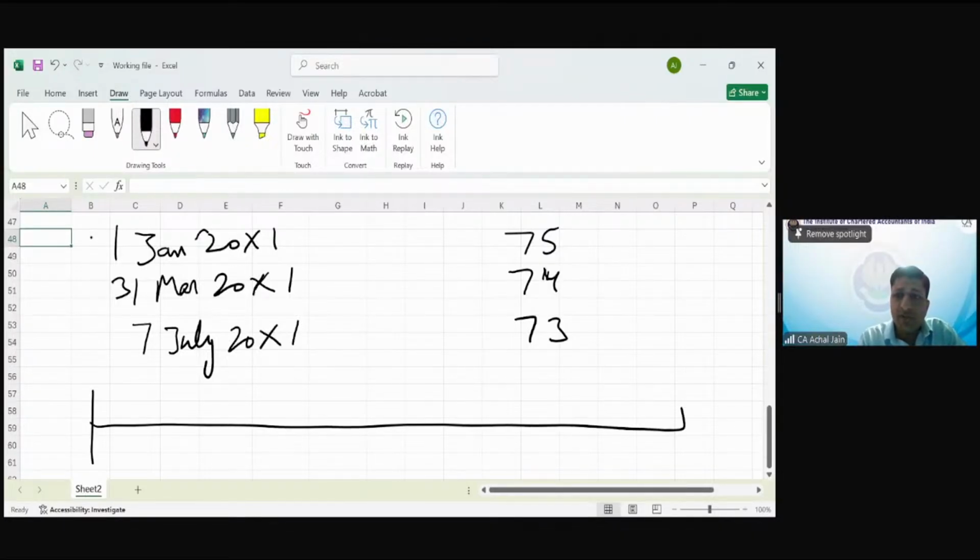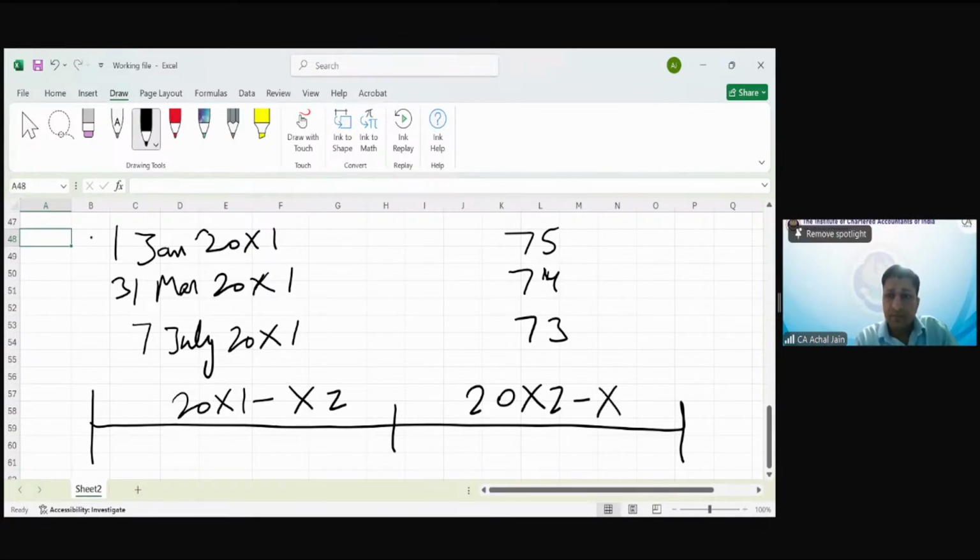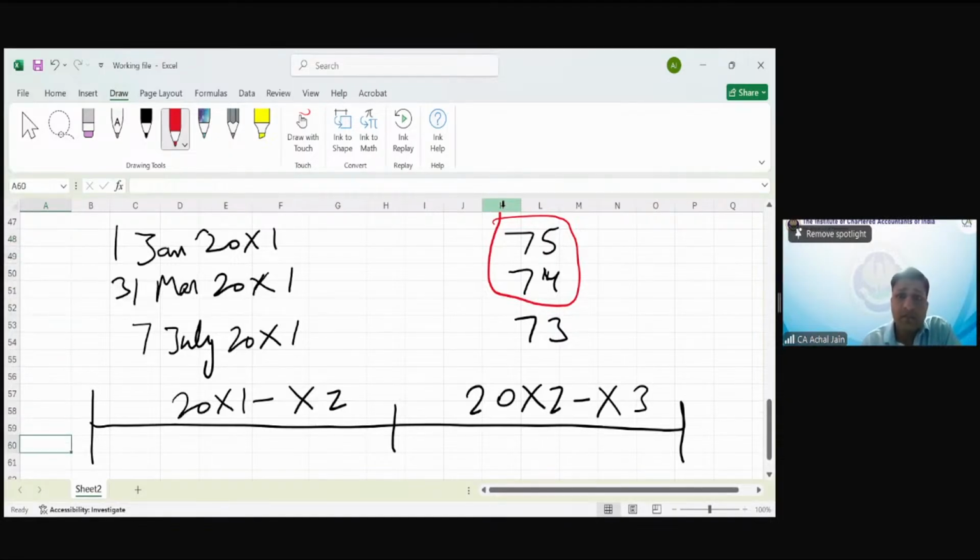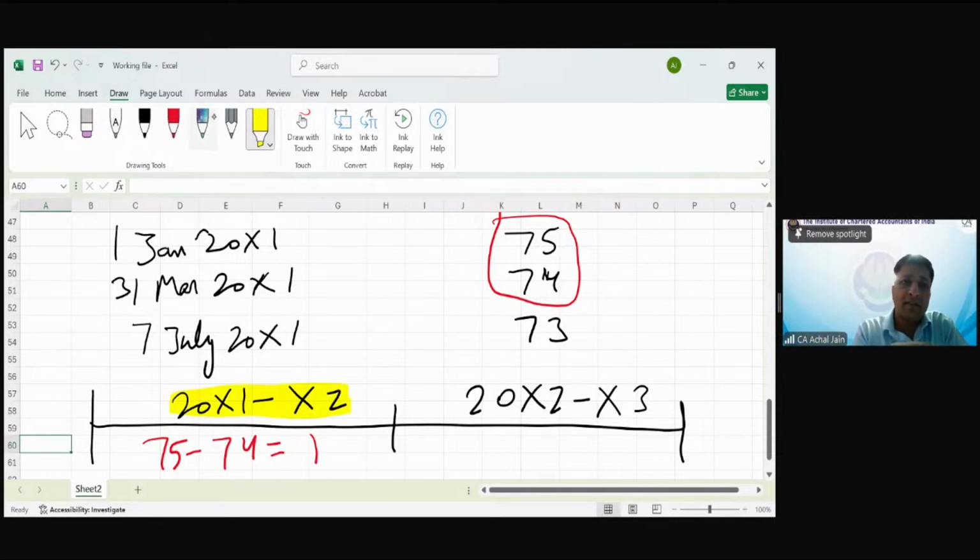Yes, sir. Let me just show this to everyone. So one is this x1 x2. Second is x2 x3. Okay. So if you look at this first remeasurement, which will have a gain of 75 minus 74, 1, where does it go? In this financial year. Then in the next year again, you'll have a gain.